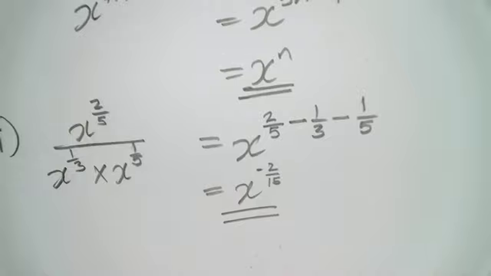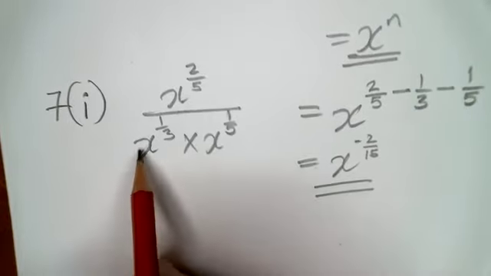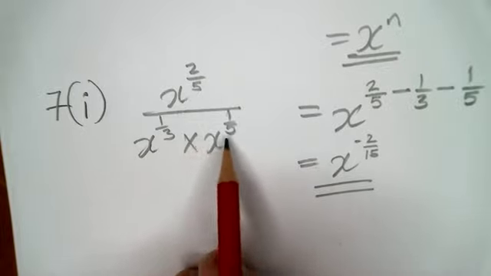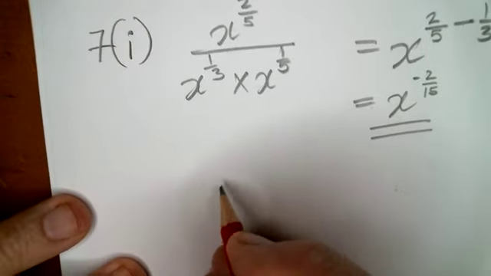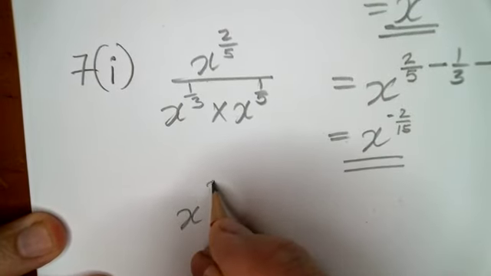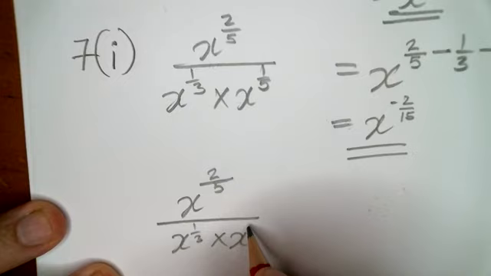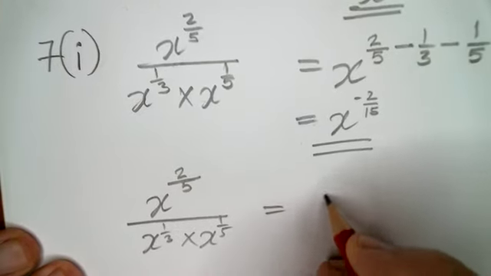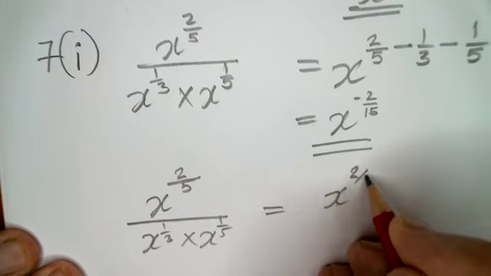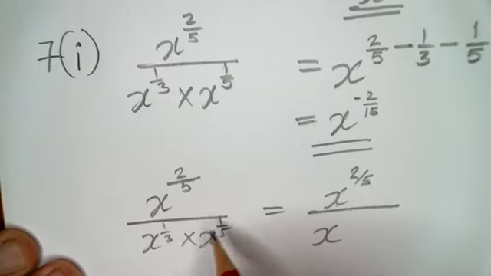And there's our solution. Another way you could have done that, if you felt so inclined, is add the bottom ones first and then subtract the answer from the top. So it would look something like this. I'll restate the problem. So it's going to be x to the 2/5 over x to the 1/3 times x to the 1/5. And that's going to equal, I'll just write this out again, x to the 2/5 over x, I'm going to keep the base the same now, and I'm going to add these two together.